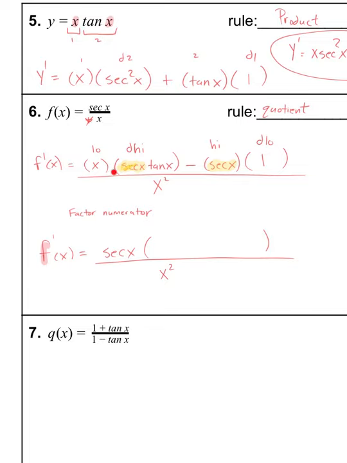So if I divide this first term in my numerator by my common factor, I just have x tangent of x left. All right? And then if I divide this second term in my numerator by my common factor, I'm left with just 1. Alrighty, and that is as far as you need to go.